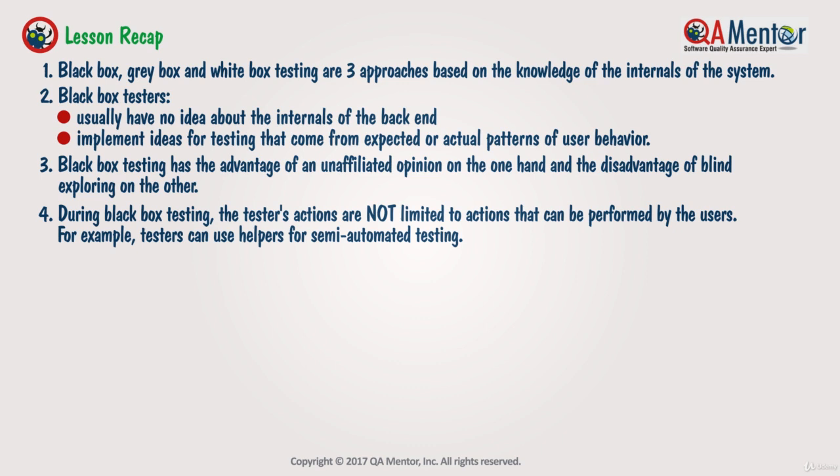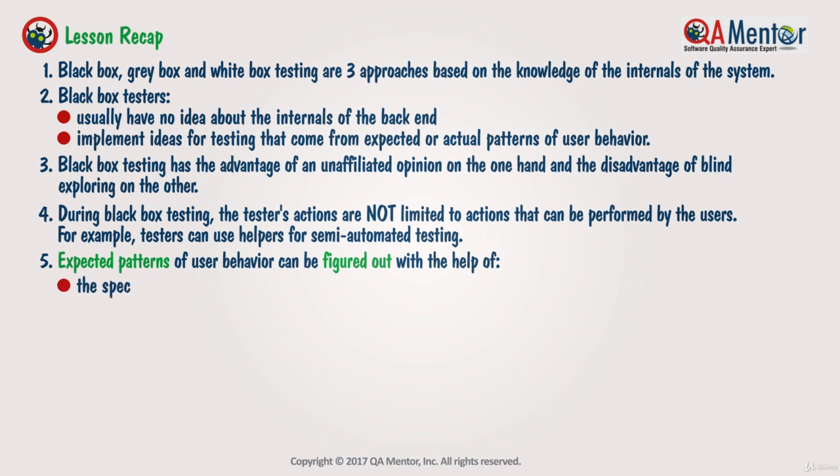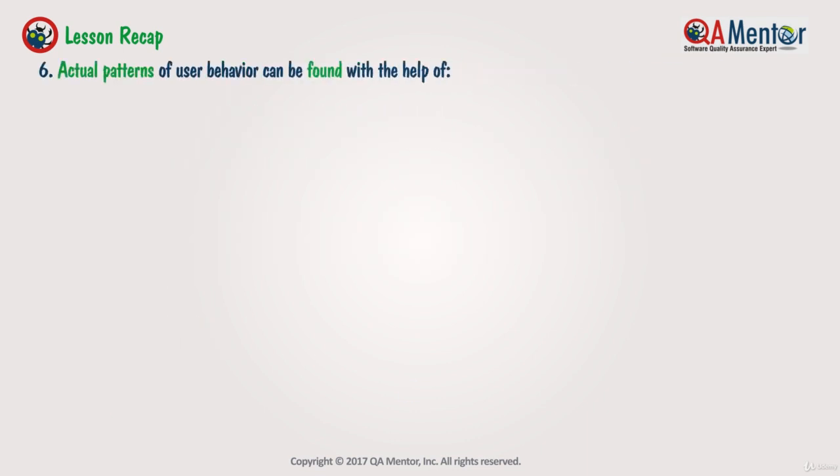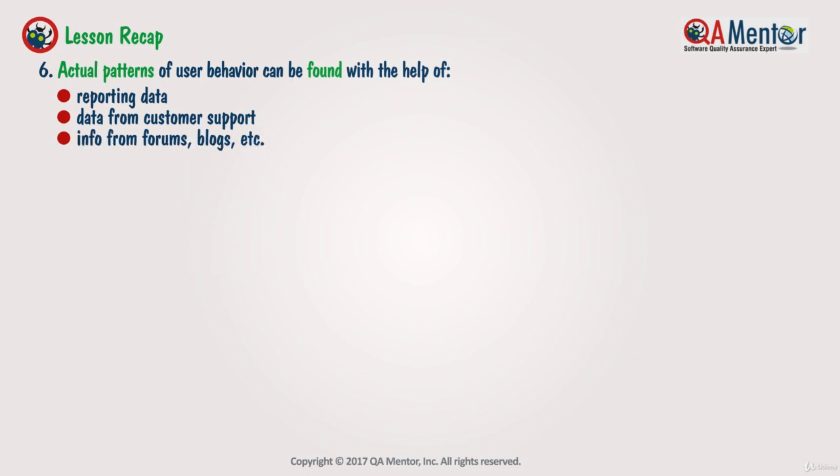4. During black box testing, the tester's actions are not limited to actions that can be performed by the users. For example, testers can use helpers for semi-automated testing. 5. Expected patterns of user behavior can be figured out with the help of the spec, exploring, black box methodology, intuition, communication, other sources. 6. Actual patterns of user behavior can be found with the help of reporting data, data from customer support, info from forums, blogs, etc.